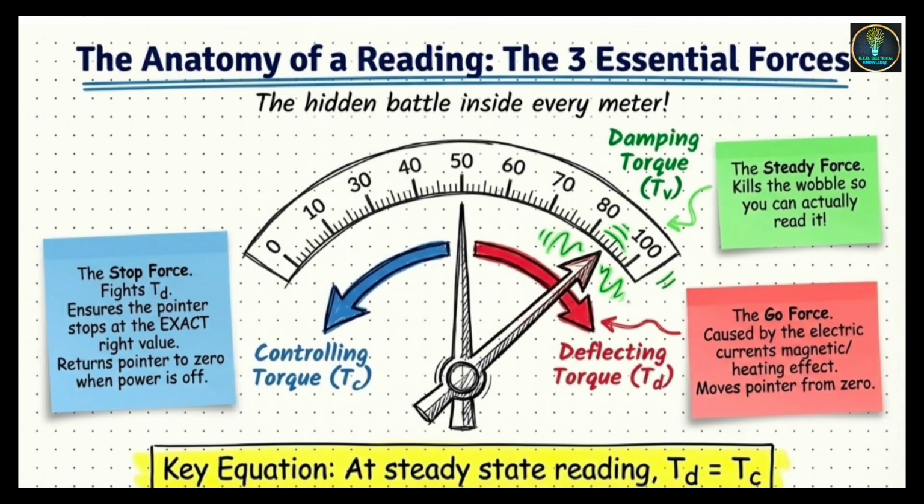The key equation at steady state reading: TD is equal to TC, that is deflecting torque is equal to controlling torque.